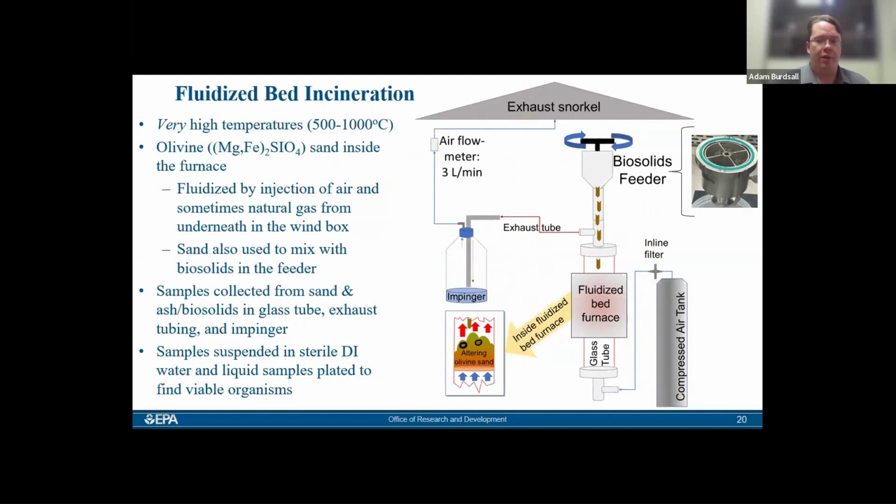Samples were collected from the sand and ash that remains in the fluidized bed, the exhaust tubing, and the impinger. Solids were then suspended in the sterile DI water to extract any living organisms into the liquid where they could be plated.